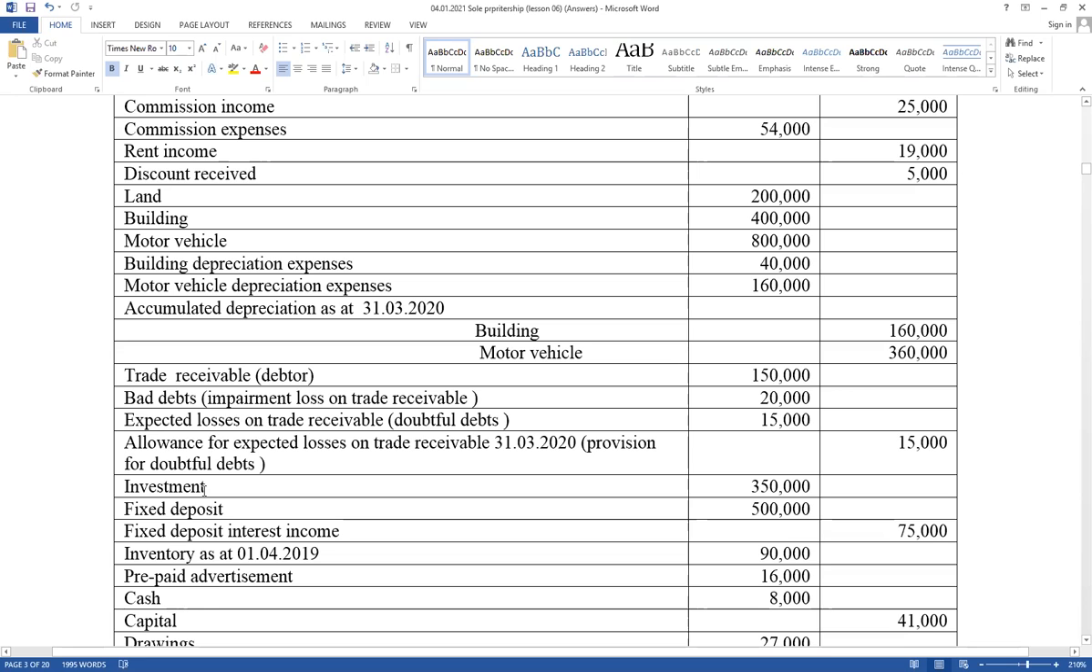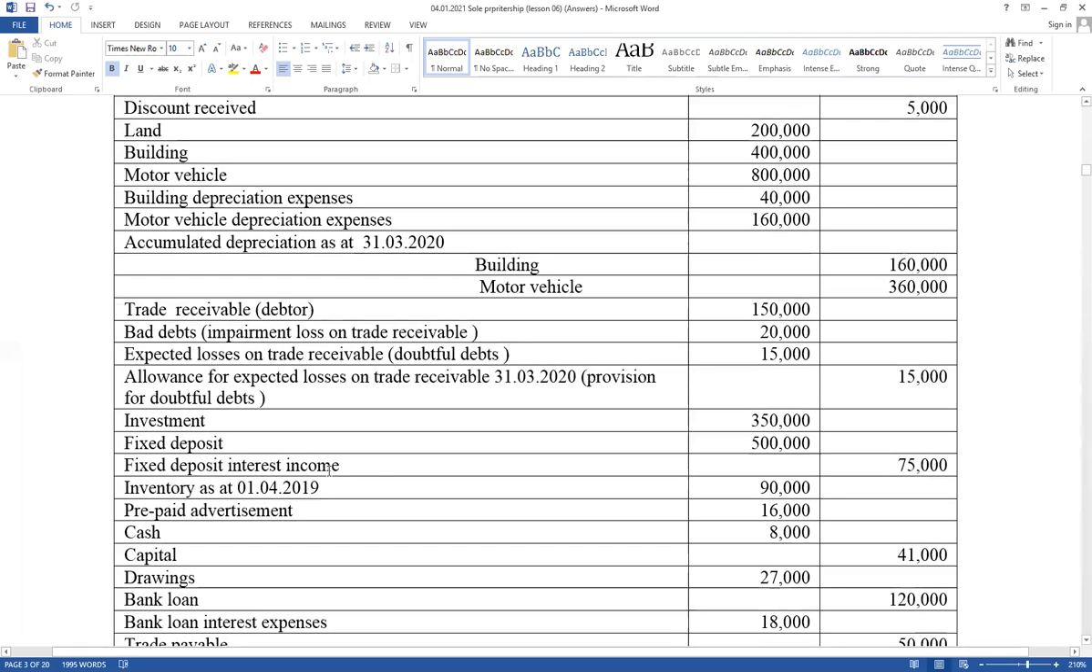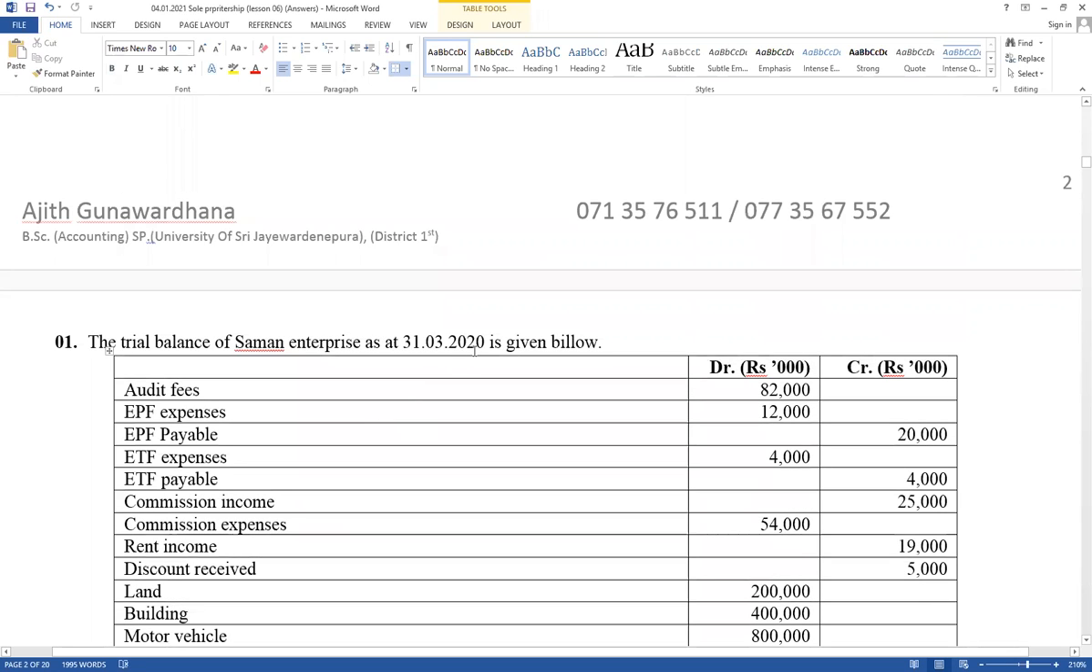And investment, fixed deposit, those are assets. Fixed deposit interest income is income. And inventory opening balance is given. The date is very important; this is the beginning of the year. Our accounting period ends on 31st March 20. The trial balance is given as at 31st March 20. This is a financial account, and under financial accounts you have to provide information annually.